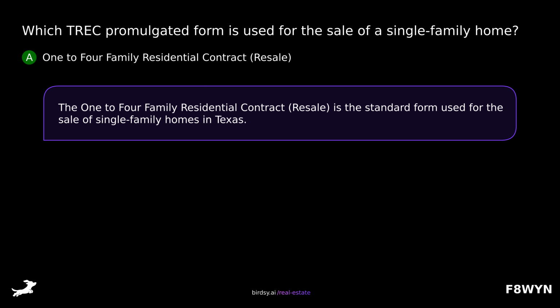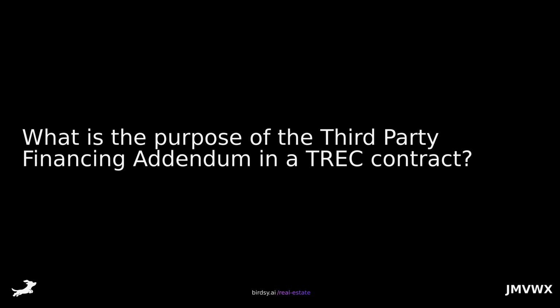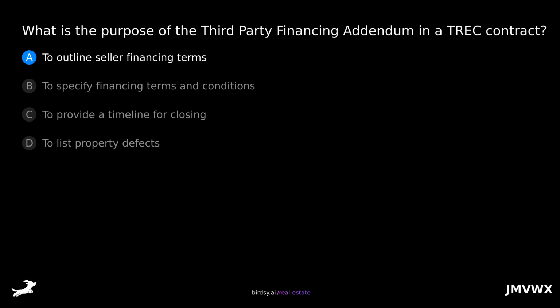The 1 to 4 family residential contract is the standard form used for the sale of single-family homes in Texas. What is the purpose of the third-party financing addendum in a TREC contract? Is it A, to outline seller financing terms, B, to specify financing terms and conditions, C, to provide a timeline for closing, or D, to list property defects? The answer is B, to specify financing terms and conditions.